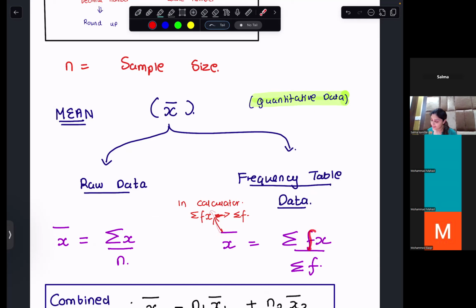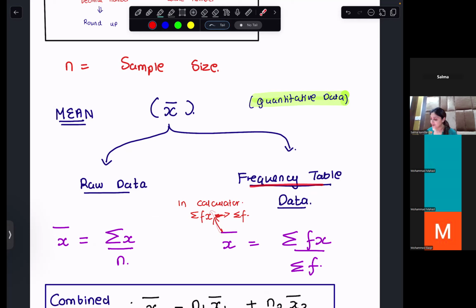The number of times that the x will happen. Okay, x could be the group data or it could mean classes. So whenever classes are there, we have to ensure the classes are always continuous. Continuous means there are no gaps between the data.